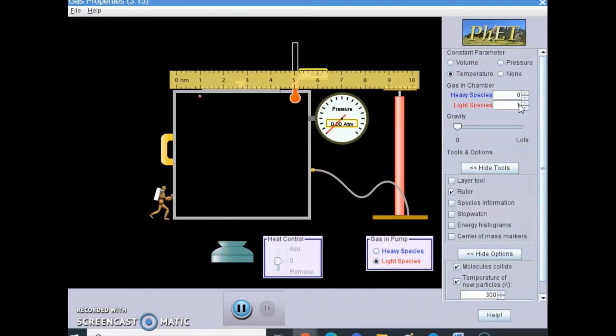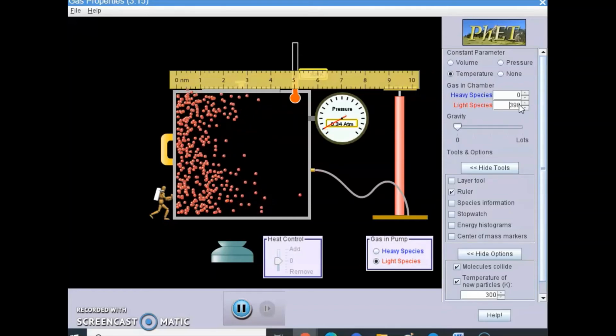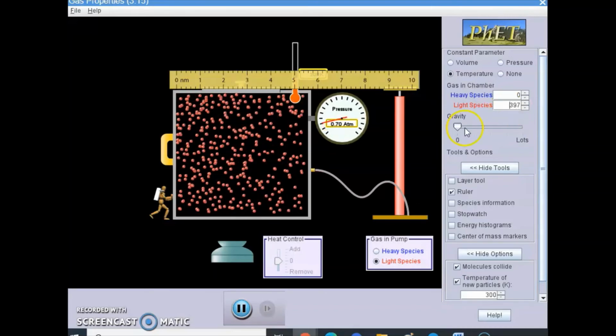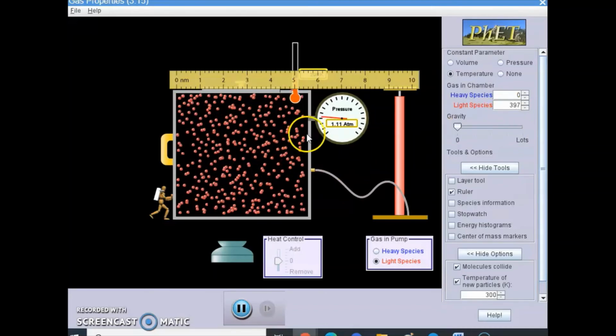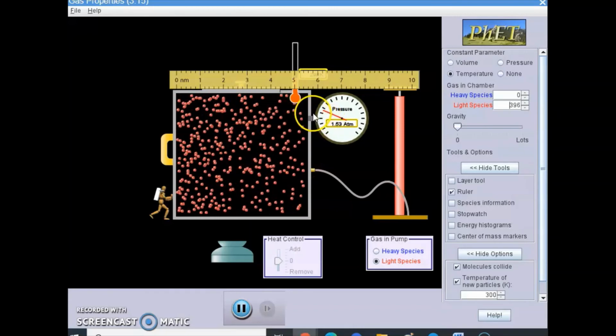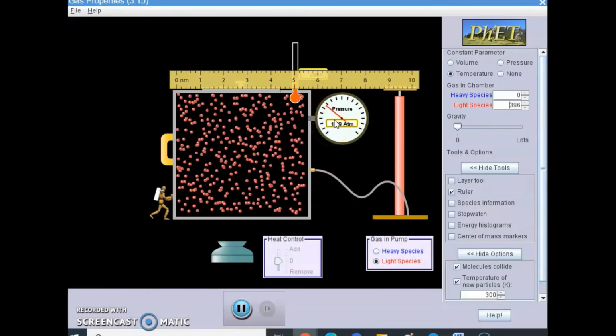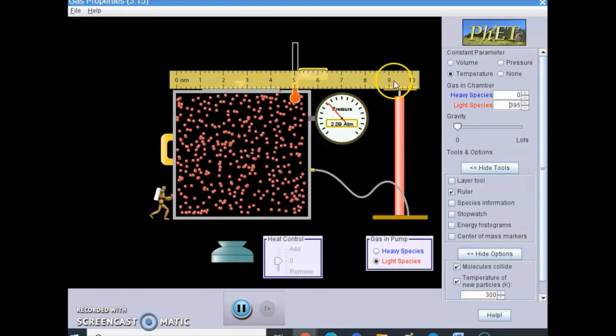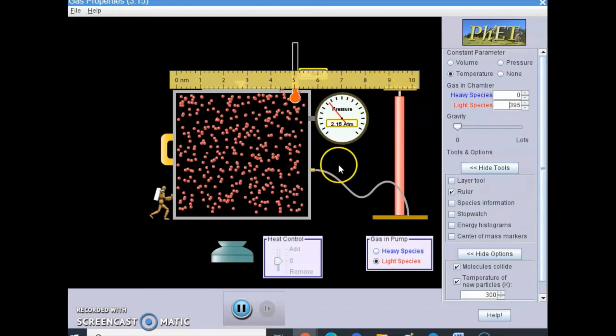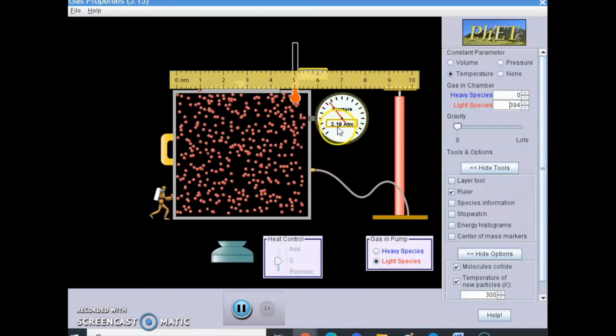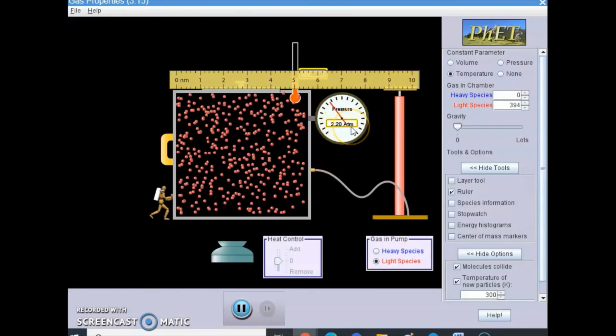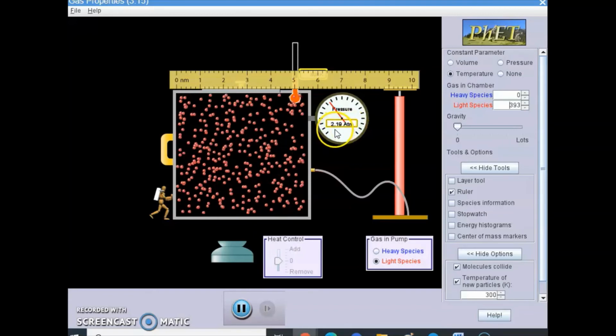Now, what happens when we put in more? Let's say 400. There are 400 light species gas molecules. We can see that the pressure at the gauge shows 2.19 atmosphere. Oh, it is increasing to 2.2.